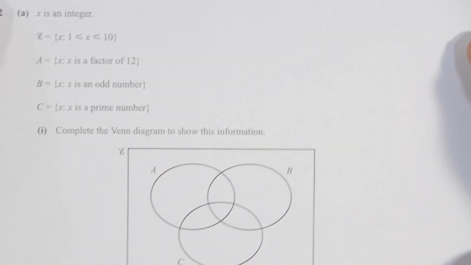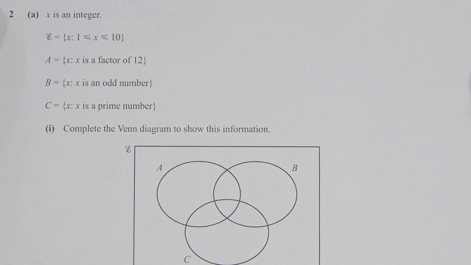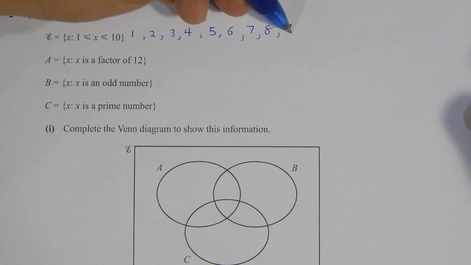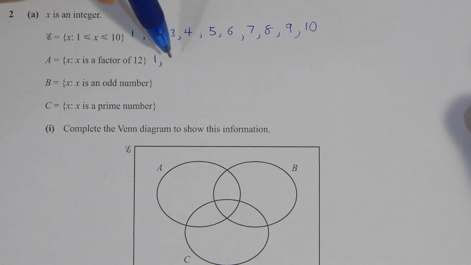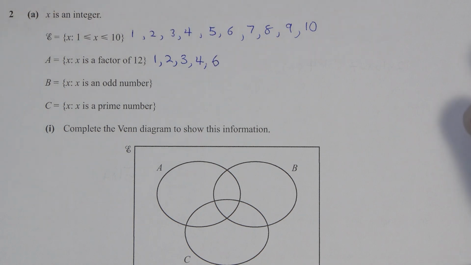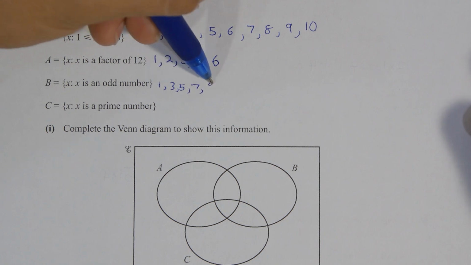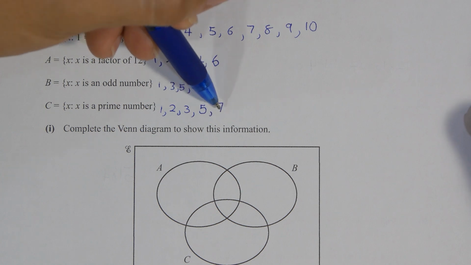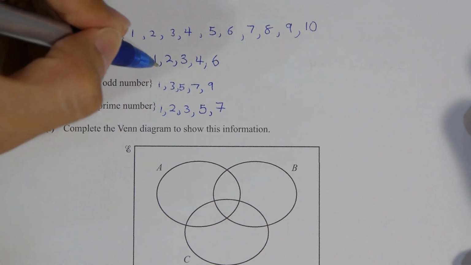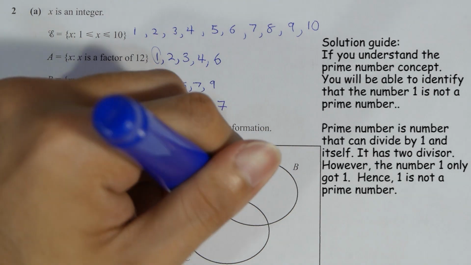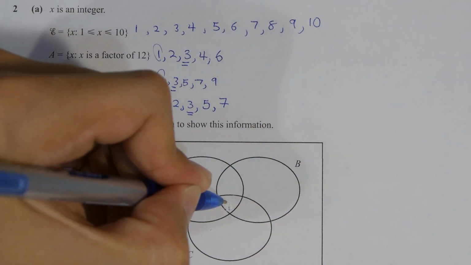As for question 2, how I usually approach this kind of question is I list down all the variables first. So the universal set will be 1, 2, 3, 4, 5, 6, 7, 8, 9, and 10. For part A, factors of 12 will include 1, 2, 3, 4, and 6. Whereby for odd numbers, which is B, it's 1, 3, 5, 7, 9. And for C, it's actually 2, 3, 5, and 7.